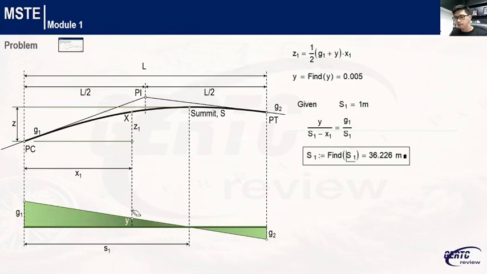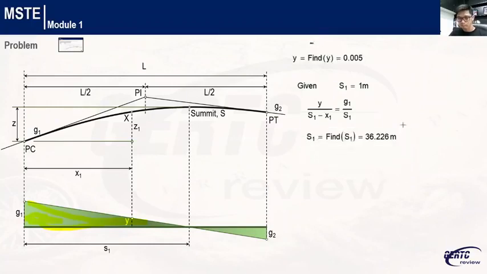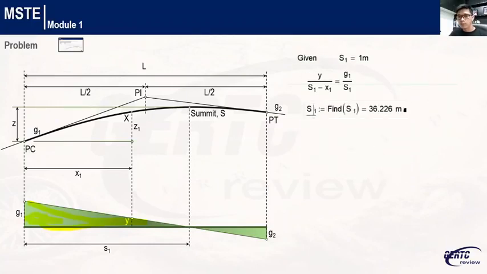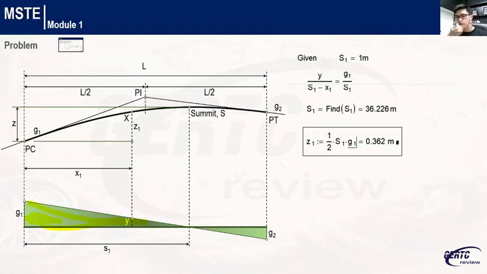Okay, now the area of the triangle there. Okay. So the area of this triangle, as what I have said, yan yung value ng ating C1. Okay. So Z1 is the area of the triangle, 1/2 of S1, base S1 times G1. That is equivalent to 0.362. Alright. So we have the value of Z1 na.